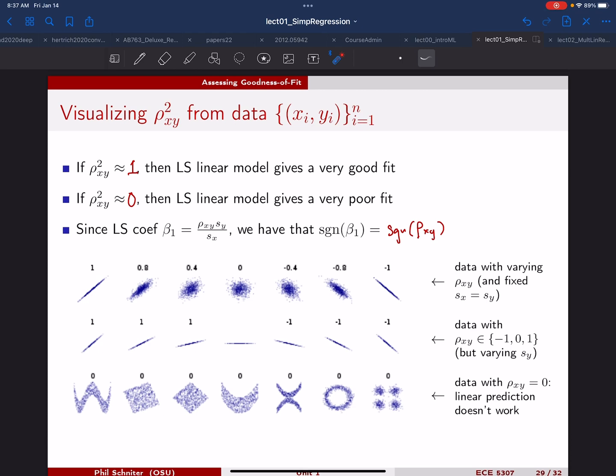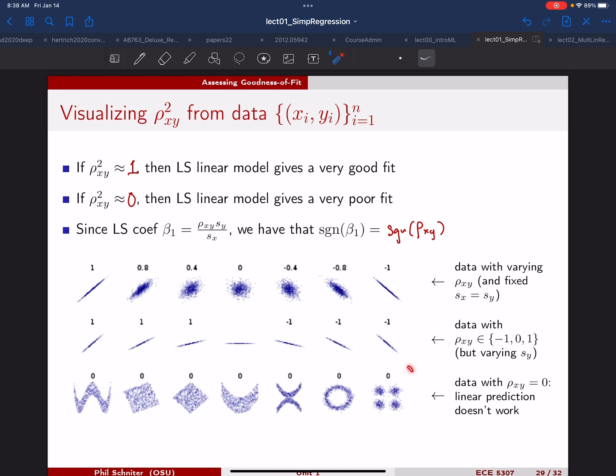Okay, now let's focus on this case of rho xy at the extremes, either 1 or -1. These are all examples of that. So this line does not need to be at 45 degrees. You could have a line at any slope, as long as the slope is not 0. And so all these would be rho xy is 1. All these are rho xy is -1 because of the negative slope.